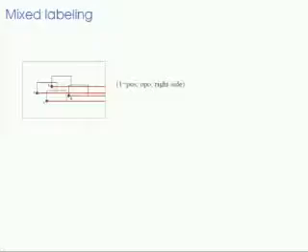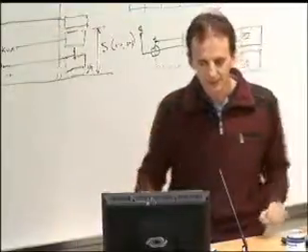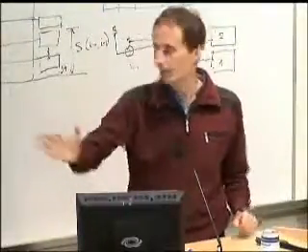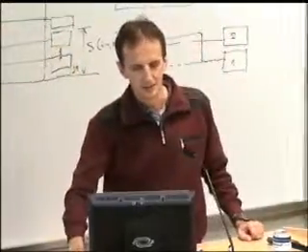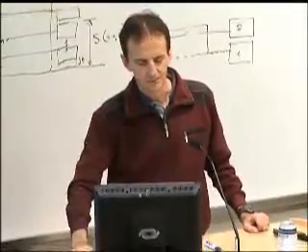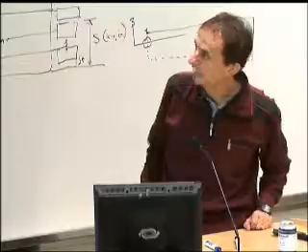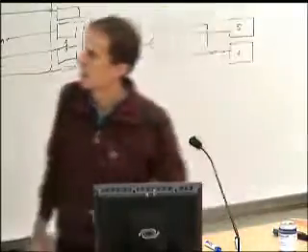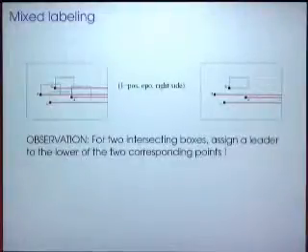So here's the model again. You have A, B, C, D as inner labels. So you have the rectangles and the leaders. I just have drawn the first segments, not the others, because now it's clear. Here's the solution for it. You can realize only B as inner, and here's the observation: if you have two intersecting boxes, assign the leader to the lower of the two intersecting points.